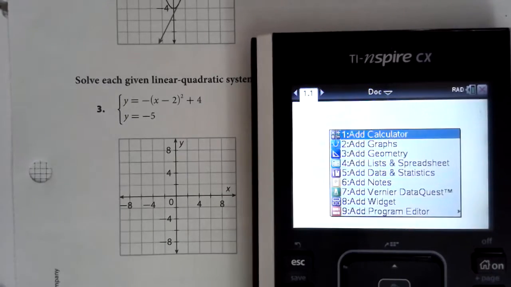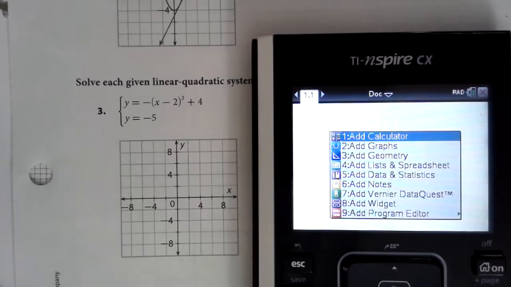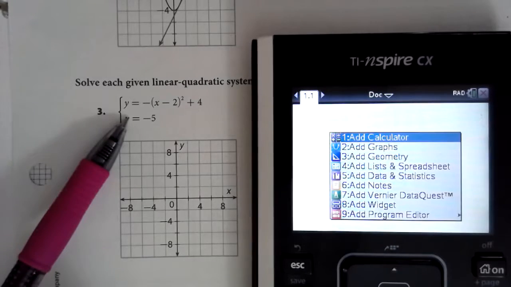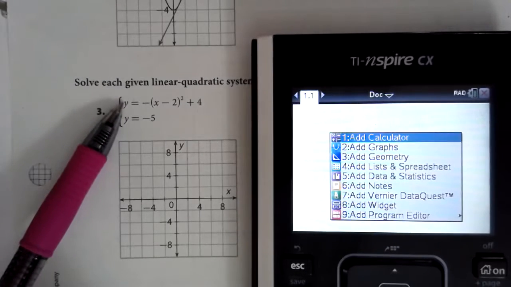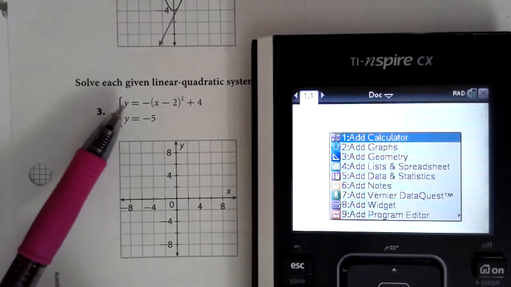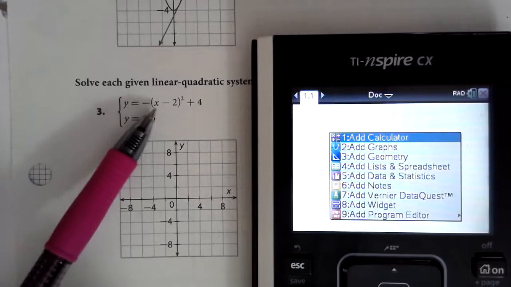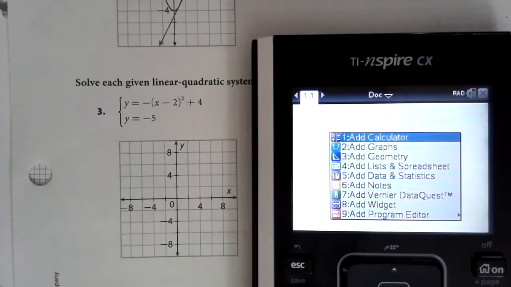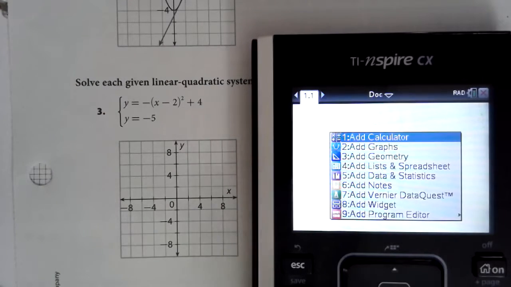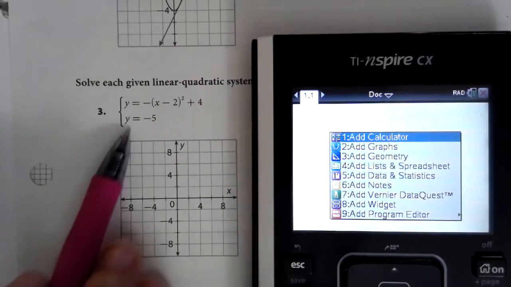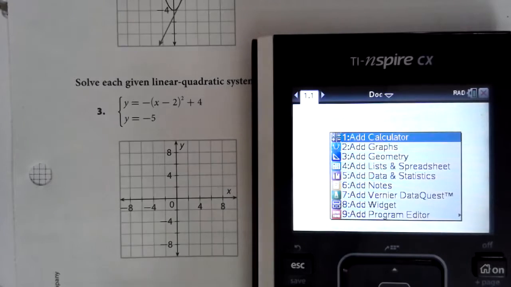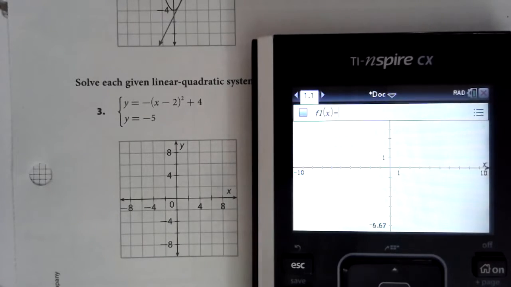Okay, also we can plot systems of equations that involve both a line, y equals -5, and a parabola, y equals negative parenthesis x minus 2 squared plus 4. And so to do that, we do the same steps. Since it is y equals on both of these, we actually do not have to delete out the equals, but to keep things consistent, we're going to do that.